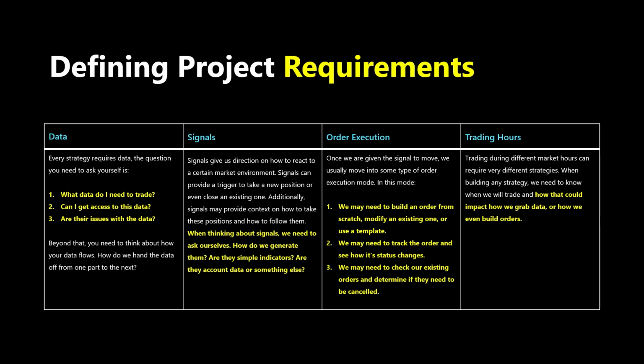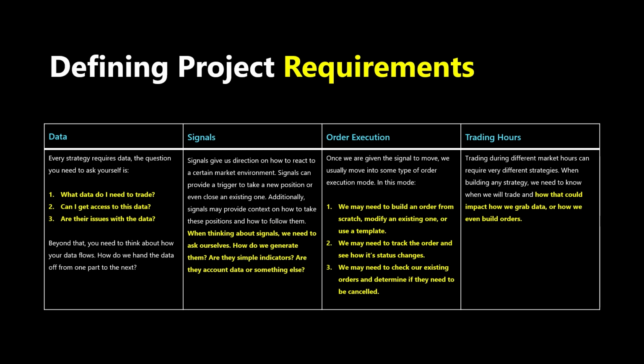Some common things that you need to think about is what is the data that you need to trade? You know, are you talking price data? Are you talking volume data? Are you talking news data? All of that information is really important because that's going to define what your data pipelines look like. So where is your data coming from and how do you go out and get it? And then more importantly, can you actually get access to the data that you need?